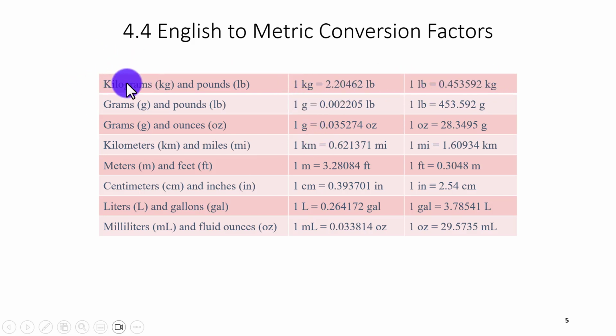You're wanting kilograms. You can use either or, but make sure that since you're starting in pounds, the pound will be at the bottom. So 1.525 pounds times 0.453592 kilograms over 1 pound, or 2.20462 pounds over 1 kilogram, etc. So either way works. Just make sure you have the correct unit at the bottom that will cancel the unit that you start out with.